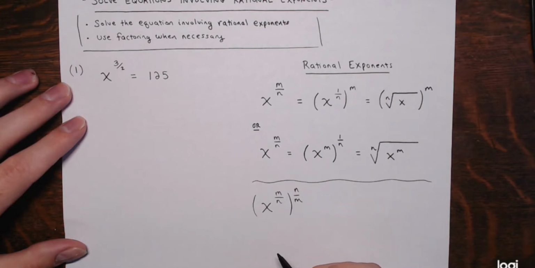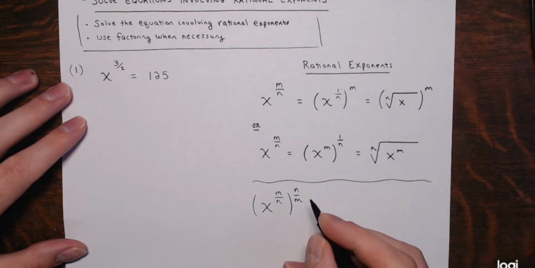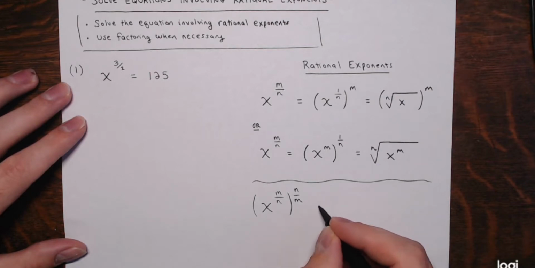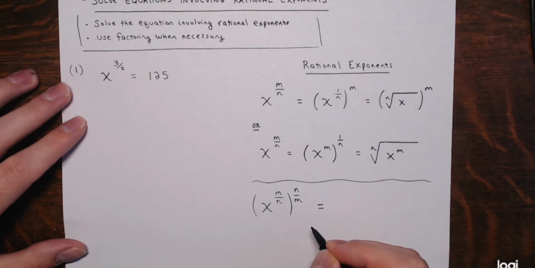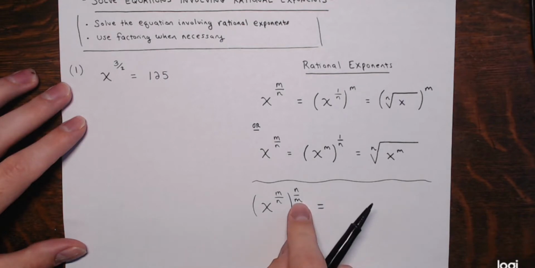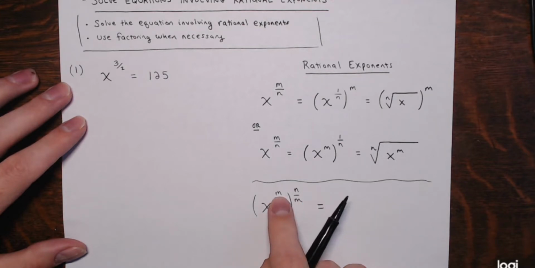Now, normally this will be x to the first power, but you really have to be careful. Remember, the denominator of a power tells you what roots you're taking. So you could think of this as the mth root of something to the mth power, because m is in the numerator here.